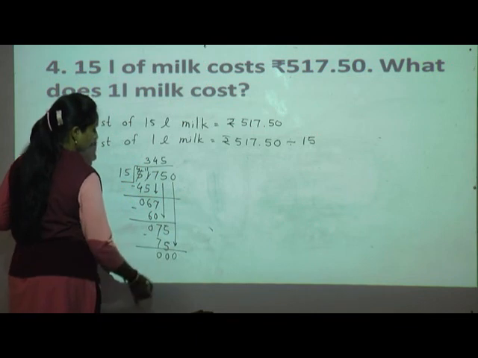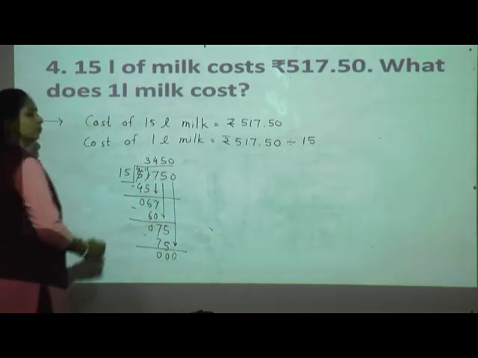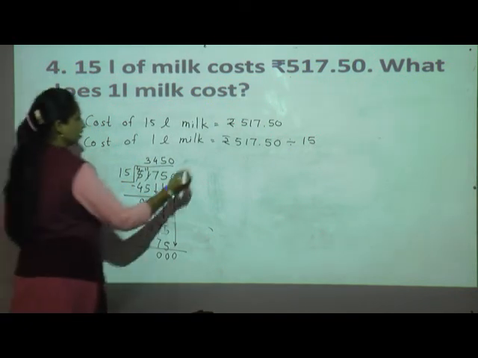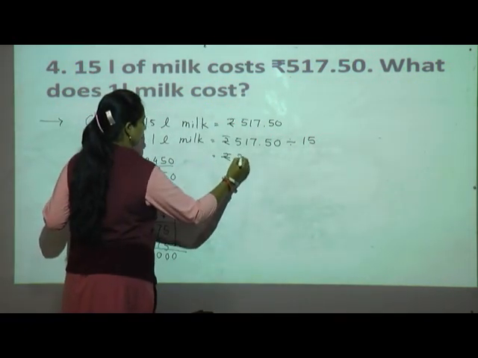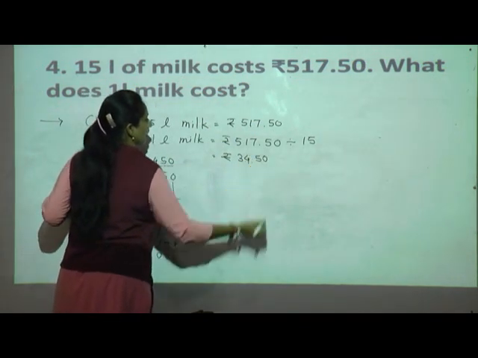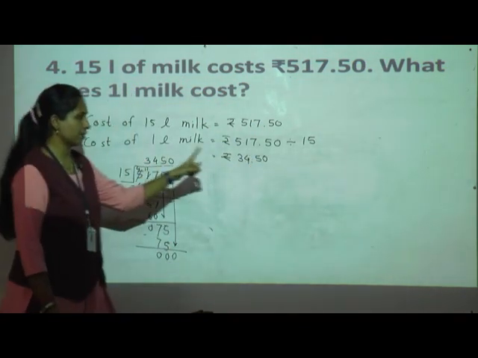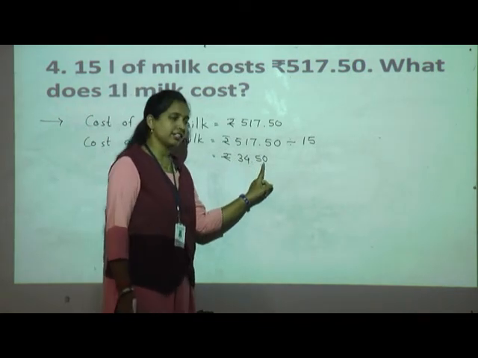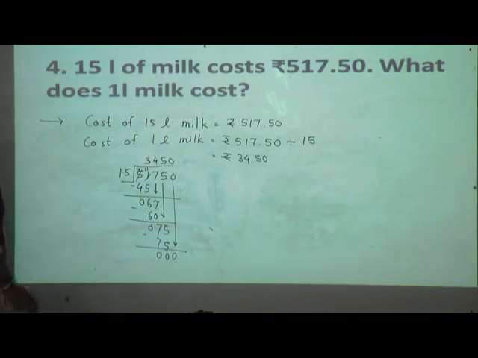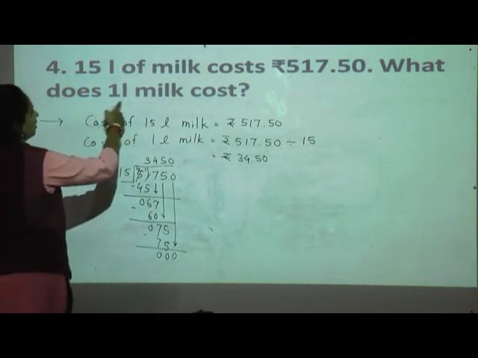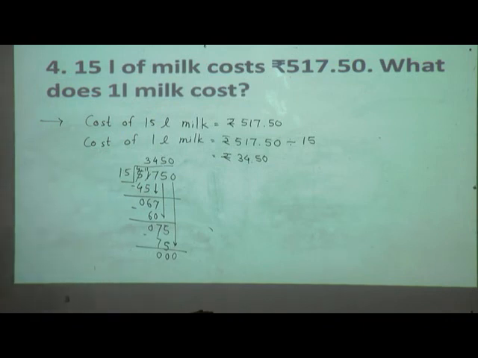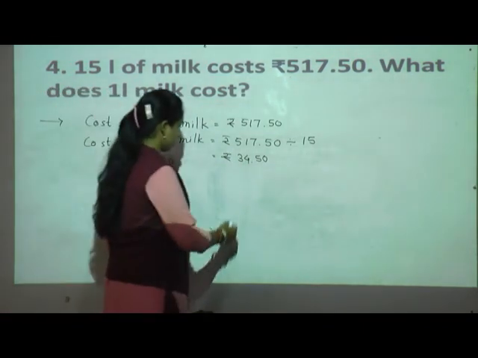Bring down 0. We cannot divide, then give 0. Okay, so where do you have to give the decimal point? After 2 digits from the right side. Now see, after the decimal point, if 0 is there at the end, we can remove that 0 also. So what will you write? What does 1 liter of milk cost? Write the answer here. I don't have space, so I am writing here.